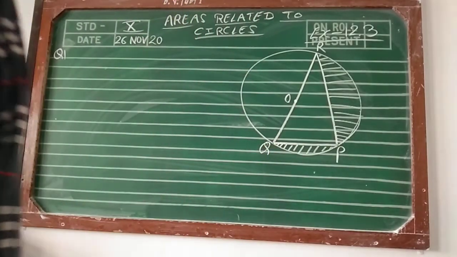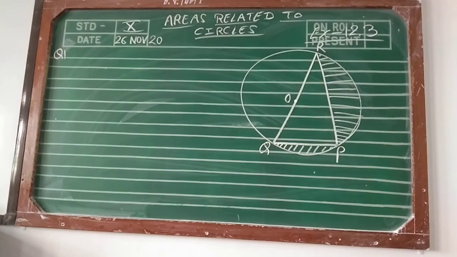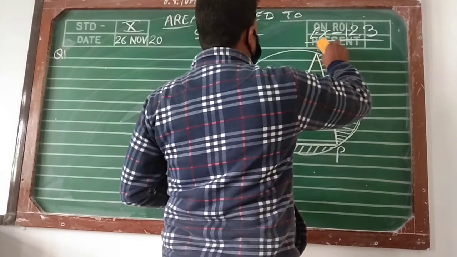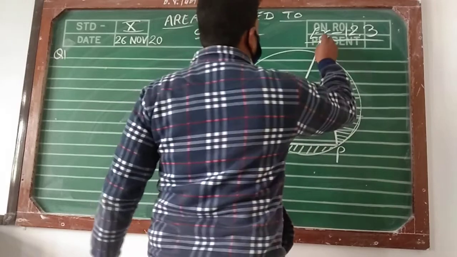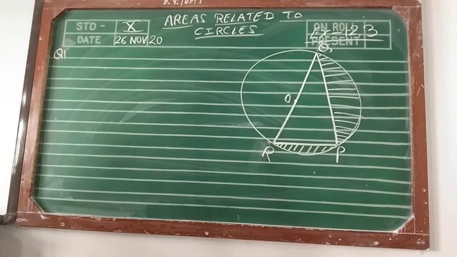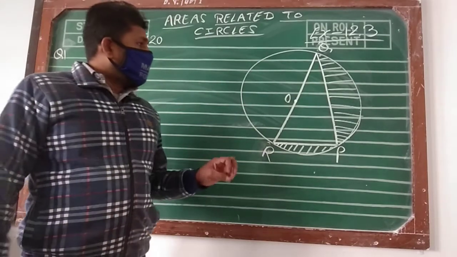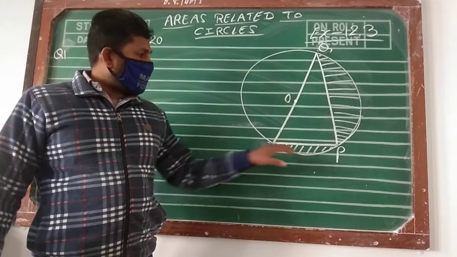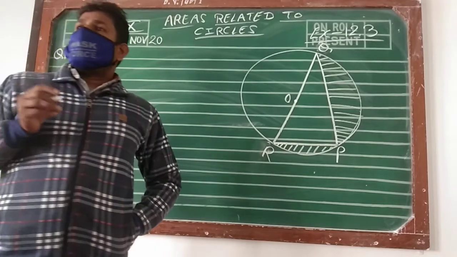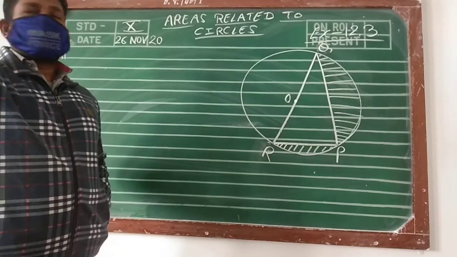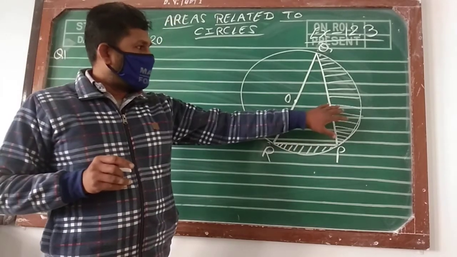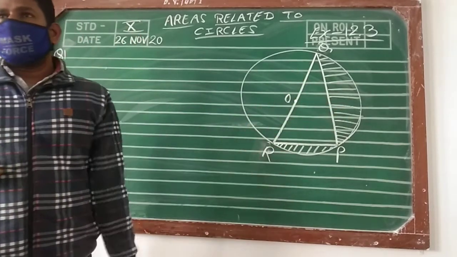What we are observing in the figure, QR is the diameter. Then how will you get this shaded portion? Tell me one by one. What are you thinking? How will you get this shaded figure after subtracting these two figures?